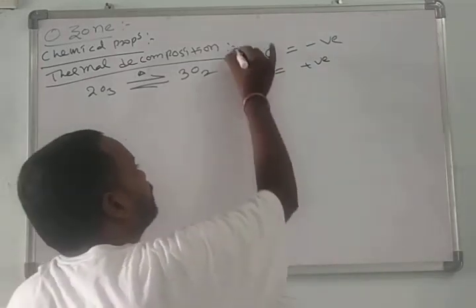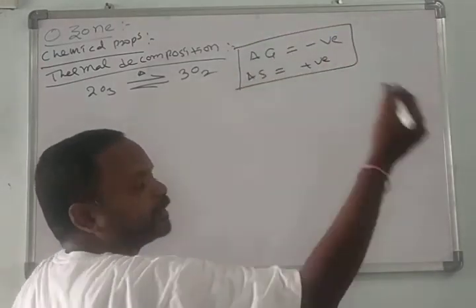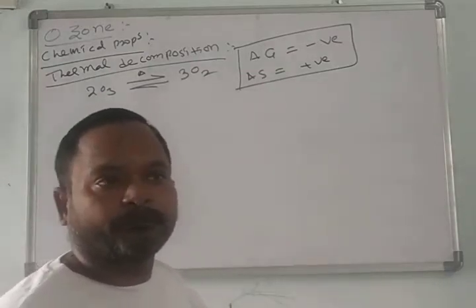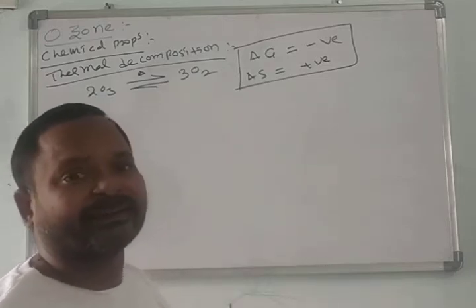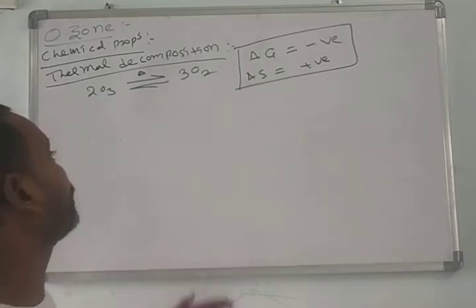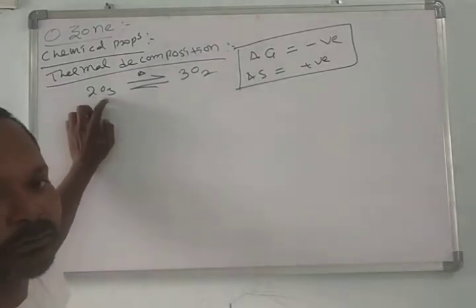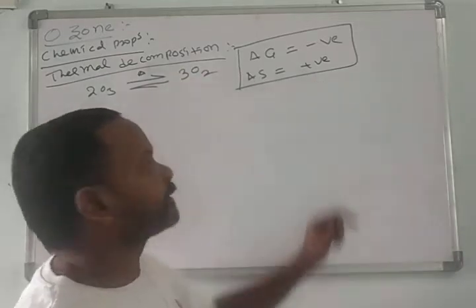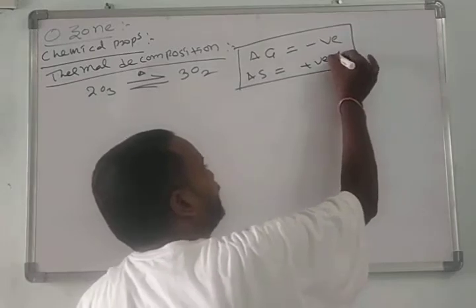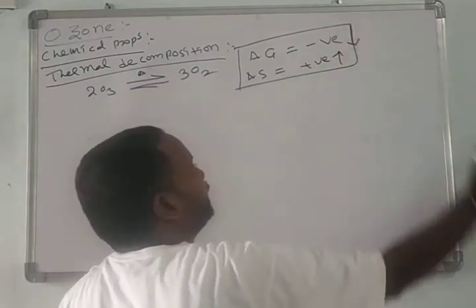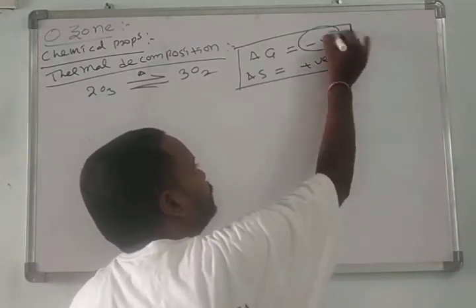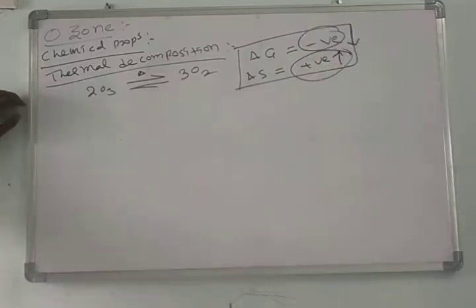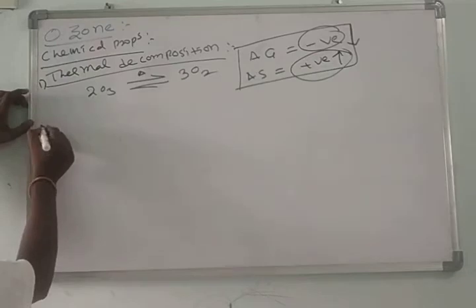Okay, this is one of the important terms. For a 1 mark question: what are the properties changed, Gibbs free energy and entropy, when ozone is converted into oxygen? Here entropy increases, Gibbs free energy decreases. That's why it is negative, that's why it is positive. This is one simple chemical property, thermal decomposition.